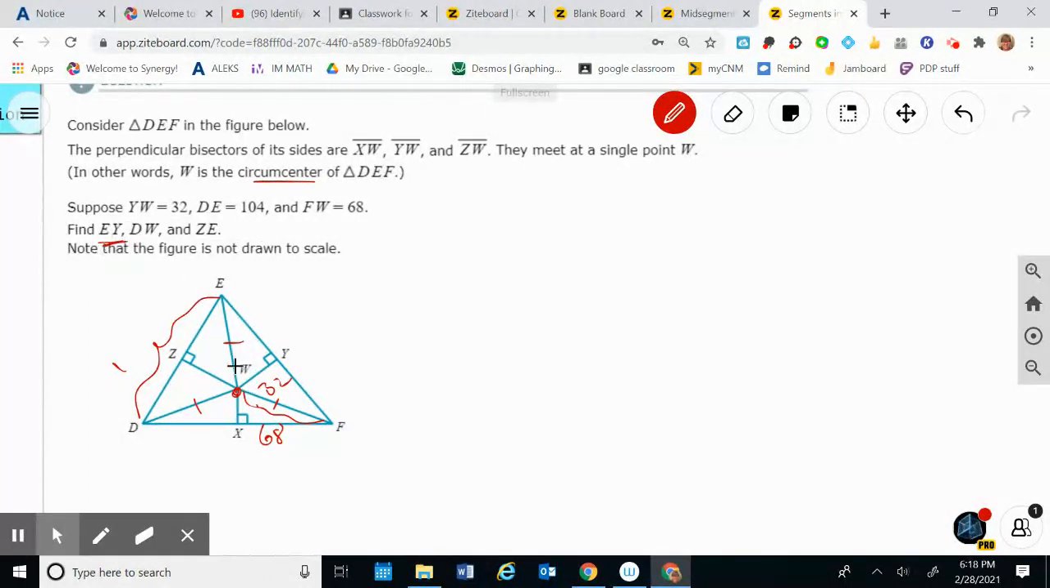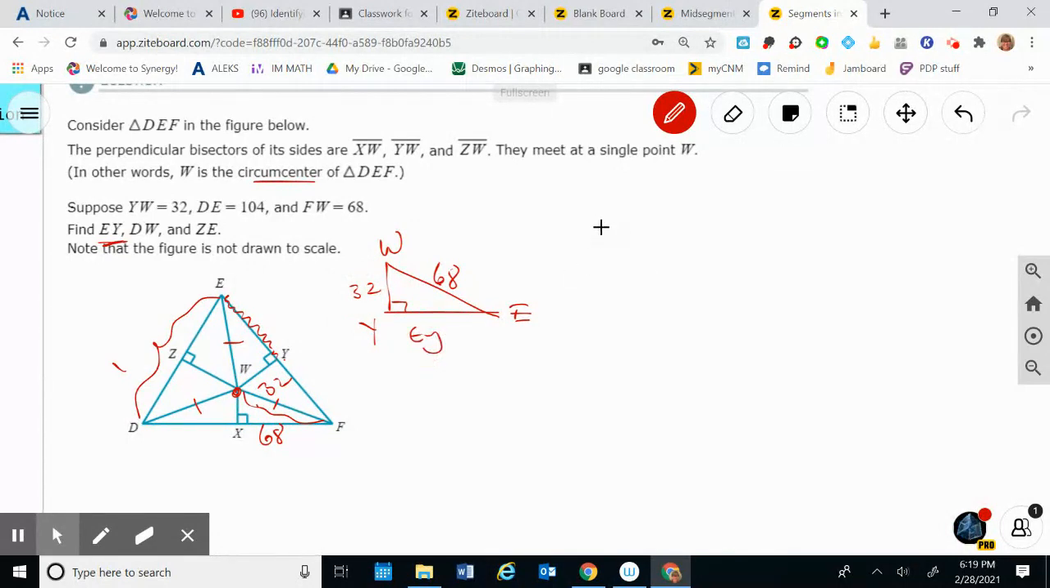What is EY? They're looking for this piece. Well, EY is made up of this triangle, so let's take it out. You can always take out the triangle. This is the point E, this is Y, and this is W. This is 68 because that's 68, and this is 32. And then this is EY.